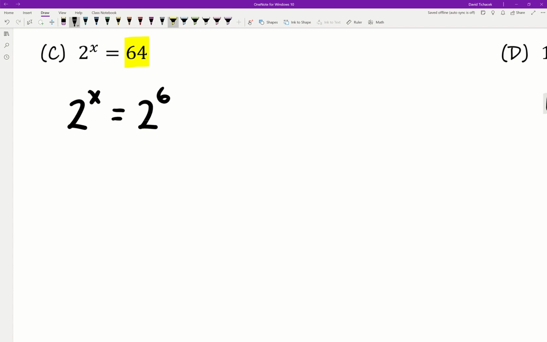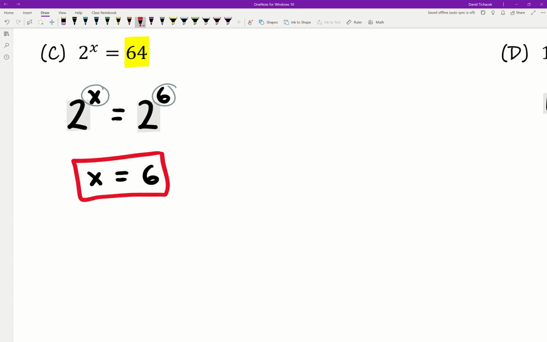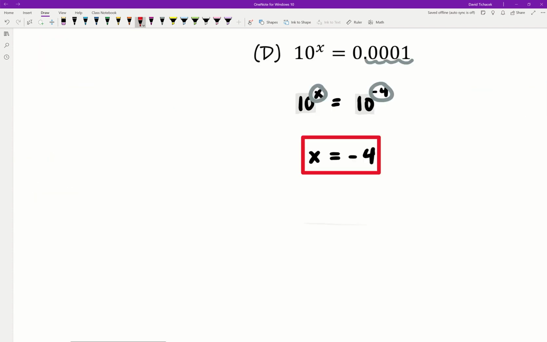So because we now have the bases matching up, they're both 2, we can now just go ahead and literally set the exponents equal, and funny enough, the answer just kind of falls out on this problem. That's going to be x is equal to 6, okay? So really easy way to solve the problem there. Again, your goal is to try to get those bases to match up if they don't already.